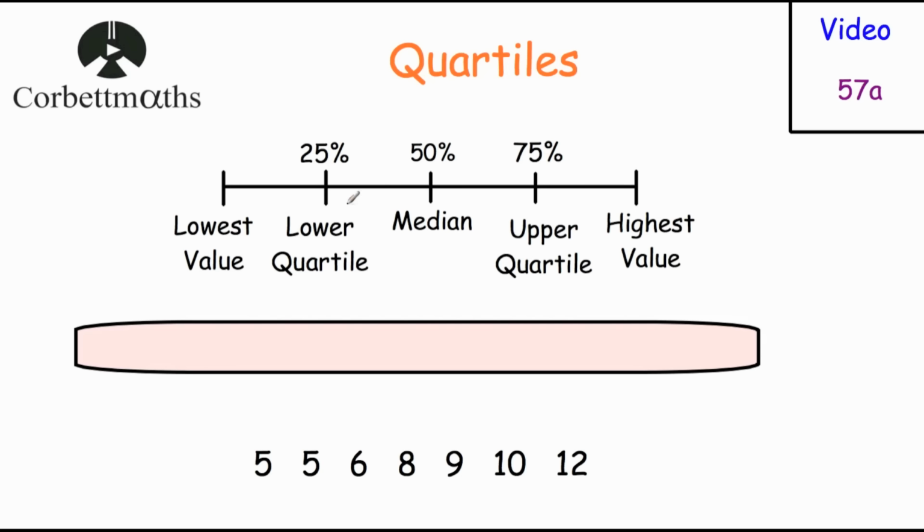Now to find the lower quartile, I tend to put them in order, find the median, and then find the median of the lower half of the data. And for the upper quartile, I again arrange them in order, find the median, and work out the median for the upper 50% of the data.